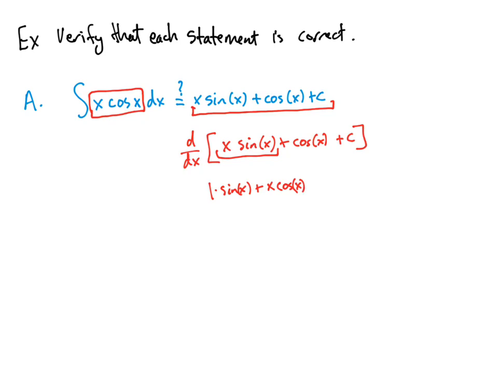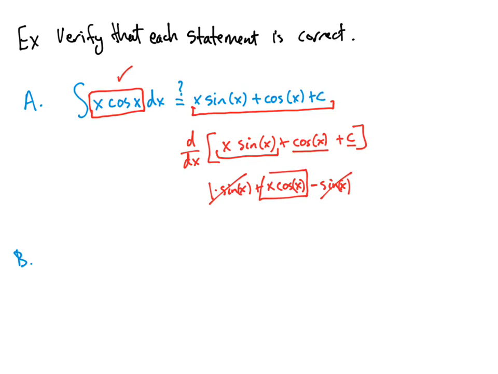Okay, then the derivative of cosine x is negative sine of x. Then the derivative of c is just 0. So what we have here is positive sine of x and negative sine of x, and we're left with x cosine of x. And that does match with what we had here in the integrand. So we're good. We verified that one.